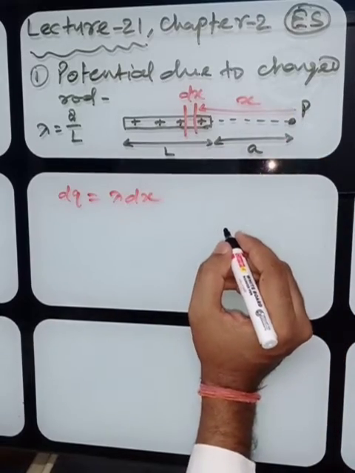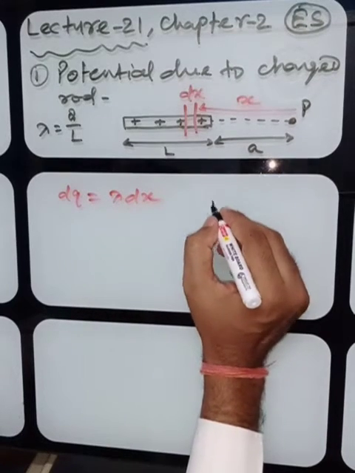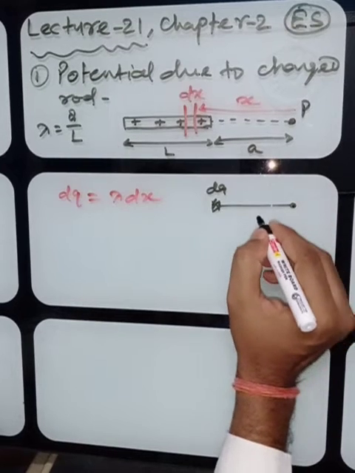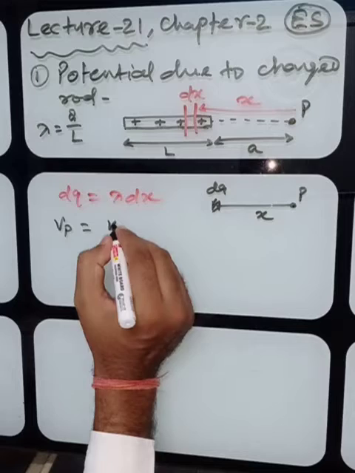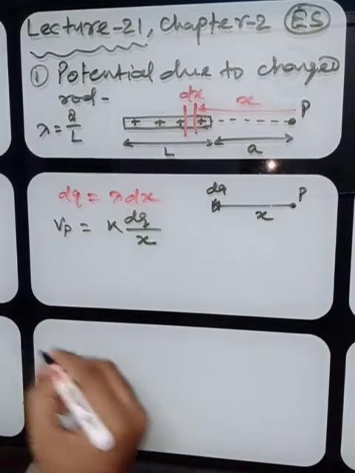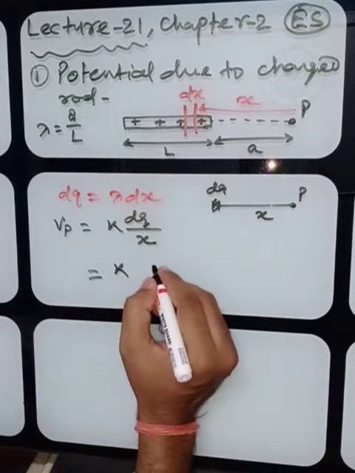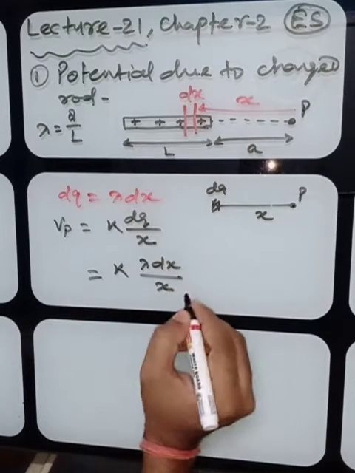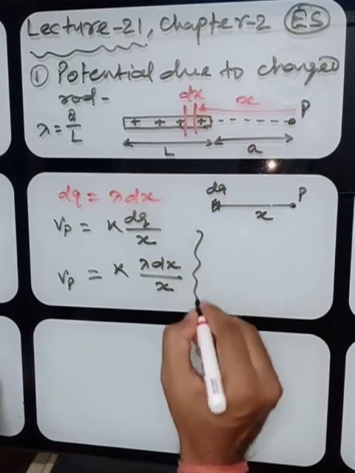To find the potential at point P, this elemental charge dq is like a point charge at distance x. We can write the potential V at P as kq, where the charge is dq, divided by x. Now this is k, and dq is nothing but lambda dx, over x. This gives Vp. It is a very simple question we are dealing with today.